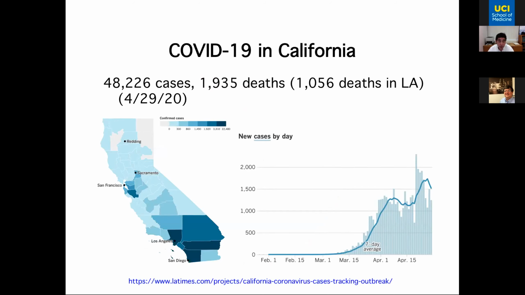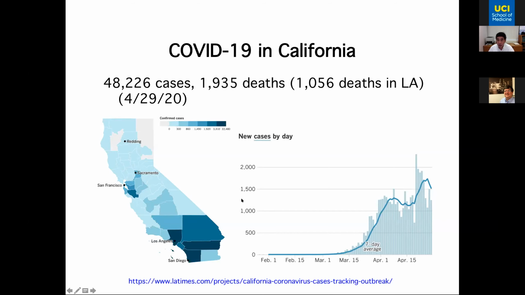Focusing on California, this map on the left shows counties in California. The darker the color, the more cases. You can see that although there were early cases in Northern California, including Santa Clara County, the more cases are now in Southern California, and most of that is in LA. In Orange County, we have cases, but not as many as in LA.